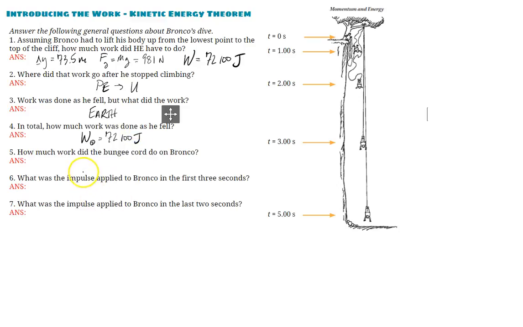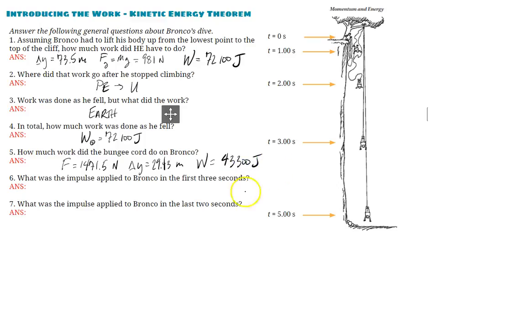Okay. How much work did the bungee cord do on Bronco? Well, we have the force right here. The force was 1,471.5 newtons, and it was applied over a distance of 29.43 meters. So we can figure that out just by multiplying those two together. And so the work, 1471.5 times 29.43 equals 43,306 joules.